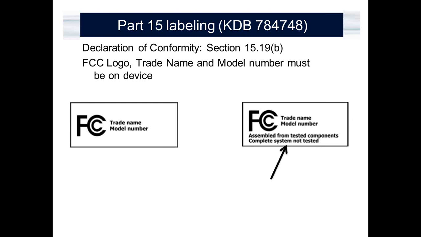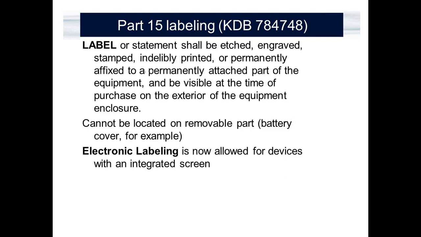Systems can be assembled from certified devices. A label or statement shall be etched, engraved, stamped, indelibly printed, or permanently affixed to the device. It cannot be located on a removable part, like a battery cover. And we do allow for electronic labeling at this time.